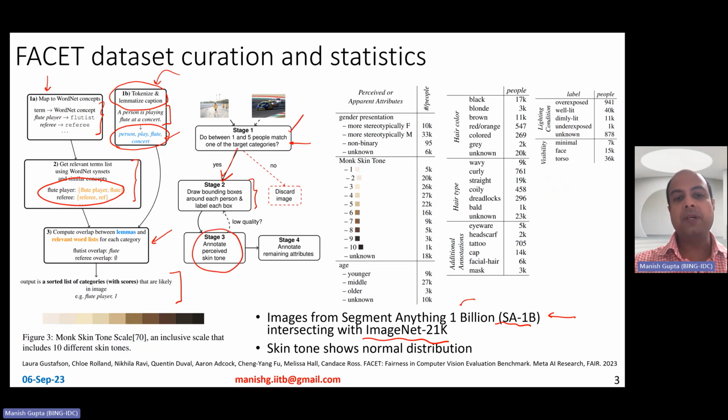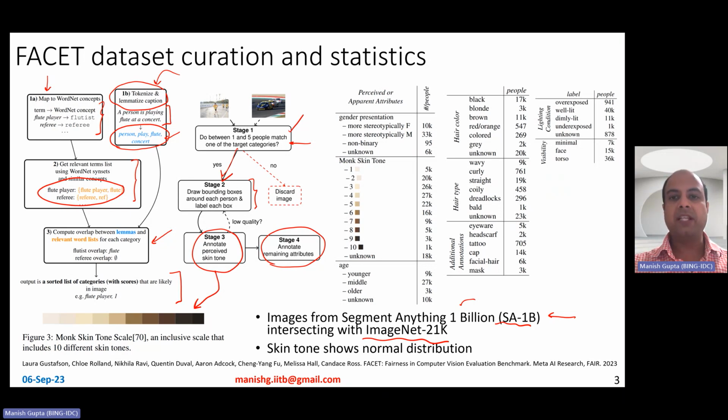And then in stage 3, you annotate the perceived skin tone. Skin tones are actually taken on a 10-point scale, also called the Monk skin tone scale. After that is done, in stage 4, you annotate the remaining attributes as we discussed: hair color, hair type, eyewear, headscarf, tattoo, and so on and so forth. So several kinds of things are labeled.